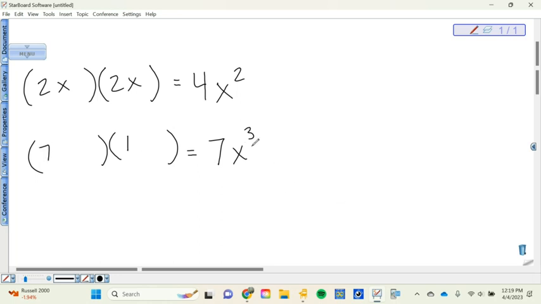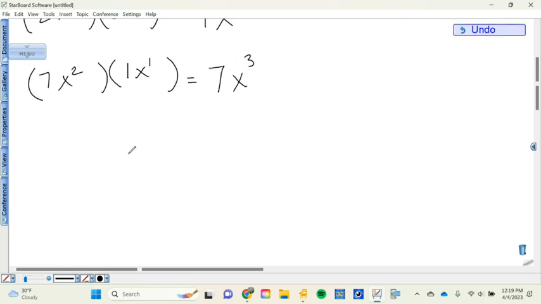And then what two numbers add together to get to 3? 2 and 1. So I can use x squared and x to the first. And I could obviously write 1x to the first as just x, right? Does that make sense? Let's try again. What two monomials could I multiply together to get to negative 32x to the 5th?